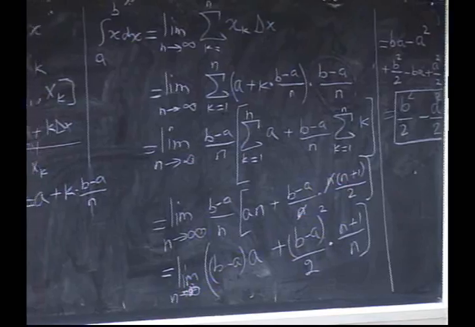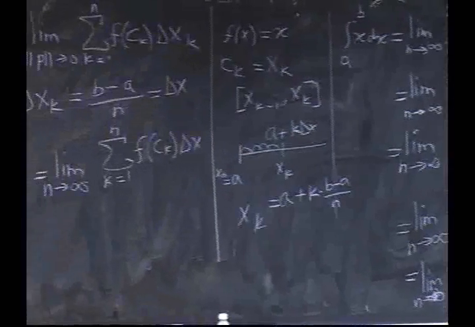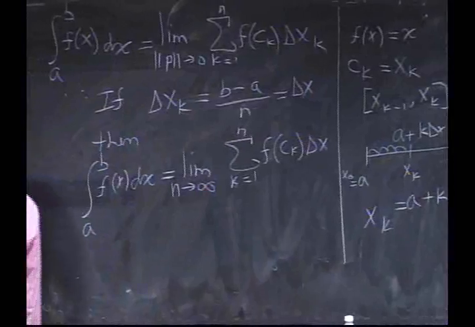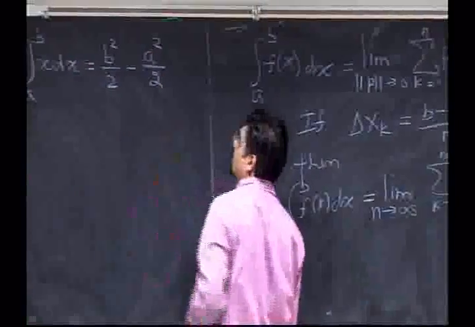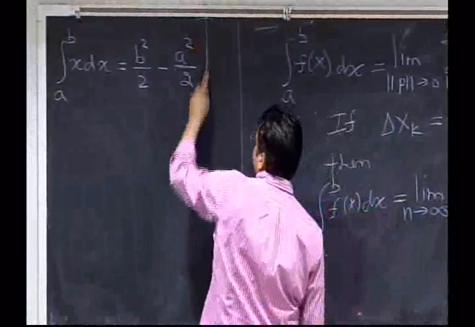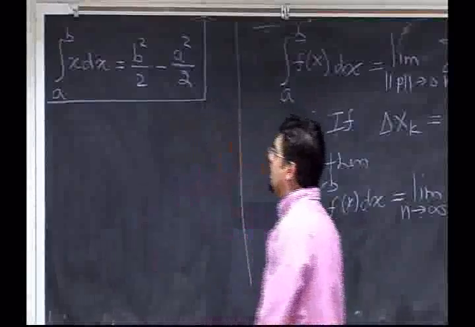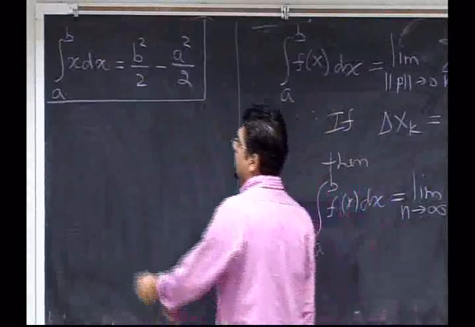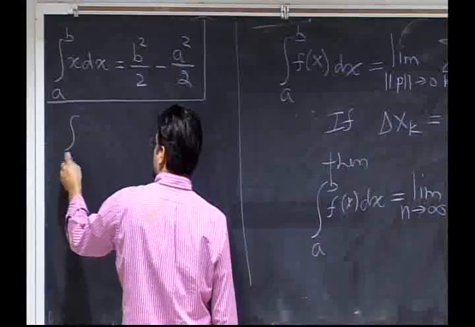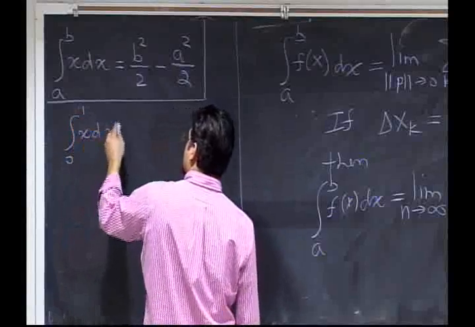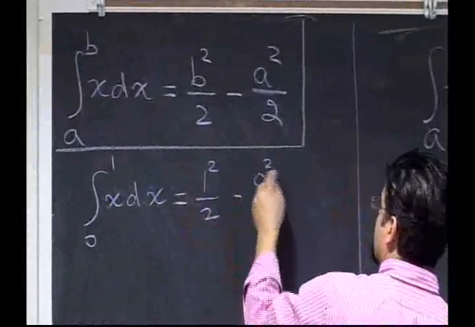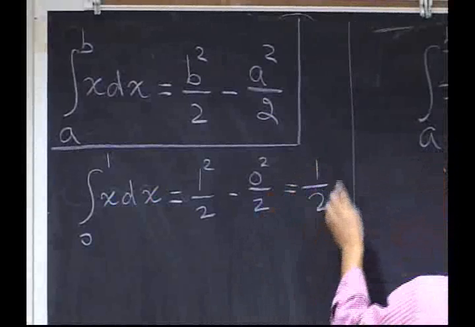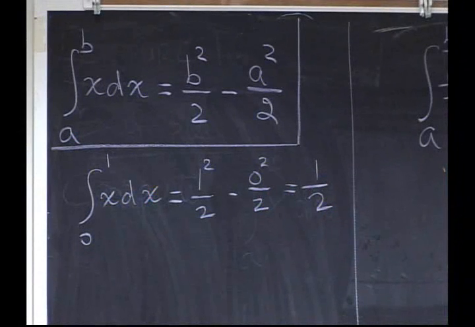So, in summary, the integral from a to b of x dx equals b squared over 2 minus a squared over 2. And this is a very useful formula because we don't have to do this again. If I have the integral from 0 to 1 of x dx, then according to this formula, it's just 1 squared over 2 minus 0 squared over 2. So it's just 1/2. So I can integrate this way.